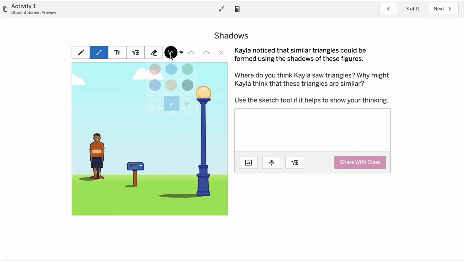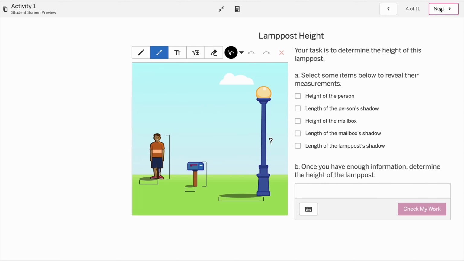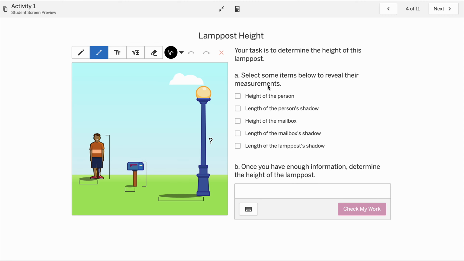I see these triangles using a different color from here to the end of the shadow, all the way up to the head, all the way down, and same here, from the base of the mailbox all the way to the top and down. And then from the base of the lamp post to the top and down. Those are where I see similar triangles. They're all right triangles, and they are similar. So let's move on. Now we're looking for the lamppost height.